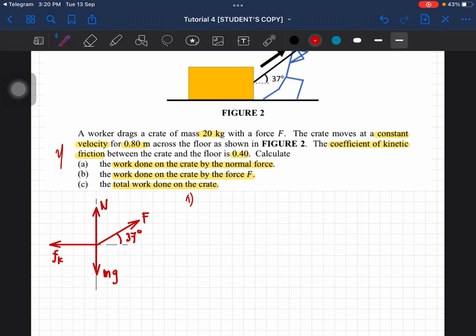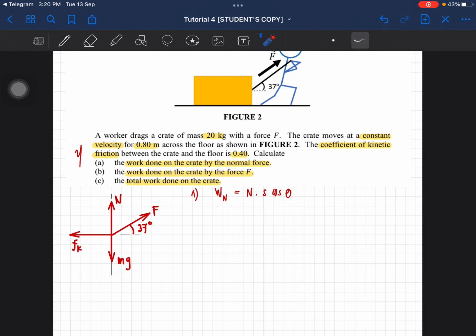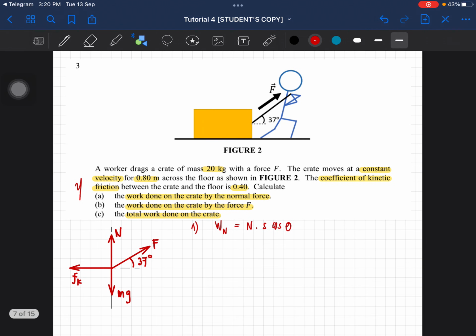So we have the work done on the crate. We have to calculate the work done by the normal force. Now the normal force, N, times the displacement times cos theta. So we have to consider the displacement. The displacement is going to the right. Don't suddenly draw the displacement in some other direction. No, the displacement is not that way. The displacement is going to the right. So this is your displacement, and we label it S there.